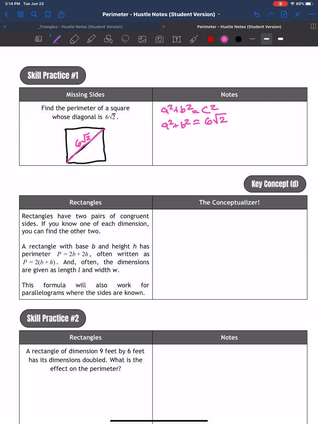So what you would actually end up with, because the sides are the same, so even though it would be a and b like this, we know that both of these are the same. So you would actually have 2a squared equals 6 radical 2. And then you're going to just solve. So in order to solve, you're going to go through your steps. You will end up with a, or your side, equaling 6. So then you're going to do your perimeter equals 4 times 6. Your perimeter is 24 units.